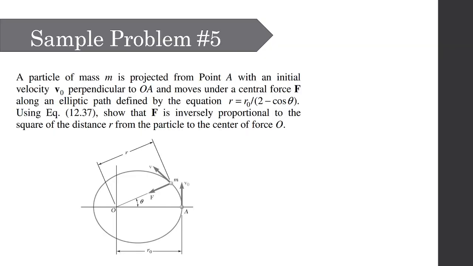Sample problem number 5. A particle of mass m is projected at point A, the object, with initial velocity perpendicular to OA and moves under a central force F along an elliptic path defined by the equation r is equal to r0 over 2 minus cosine theta. Using equation 12.27, show that F is inversely proportional to the square of the distance.